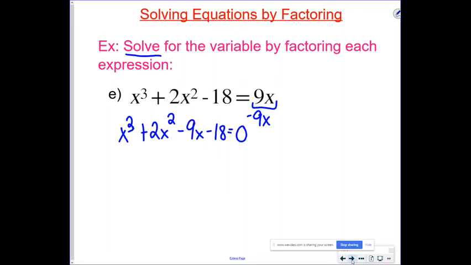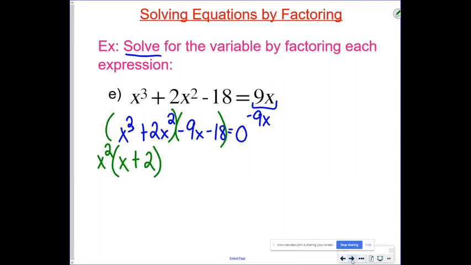Okay? Well, as I look on the left-hand side, I can tell that there are no greatest common factors, but there's also 4 terms. Remember from Tuesday, we talked about if you've got 4 terms, we use grouping. That was another factoring method. So x cubed plus 2x squared. Pull out their GCF of x squared. X cubed, pull out x squared, I'm left with x plus 2.